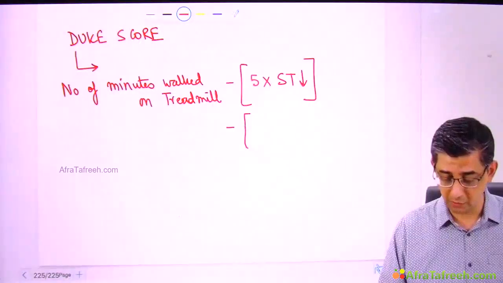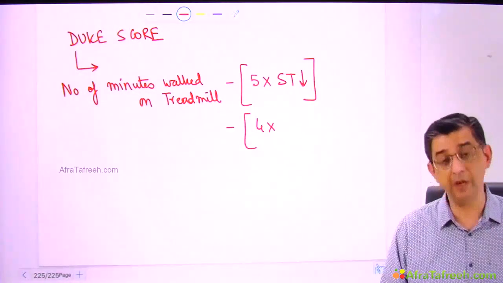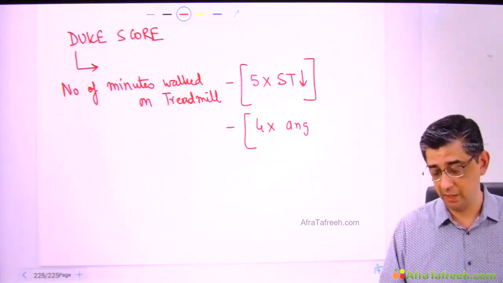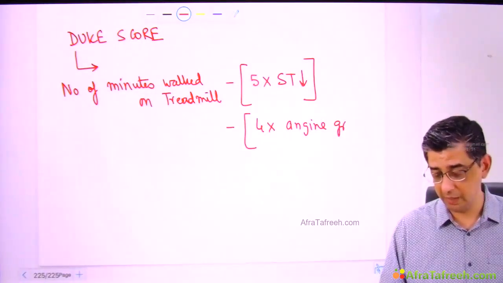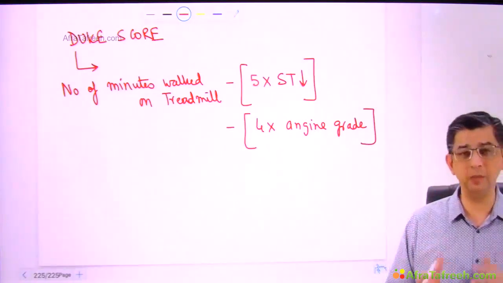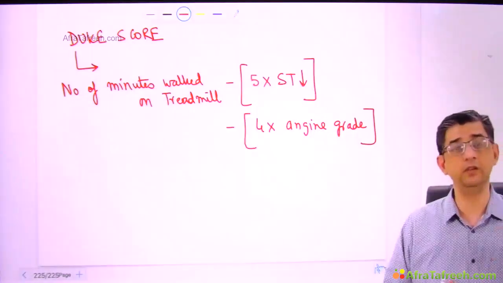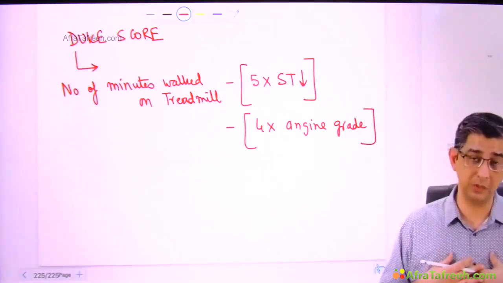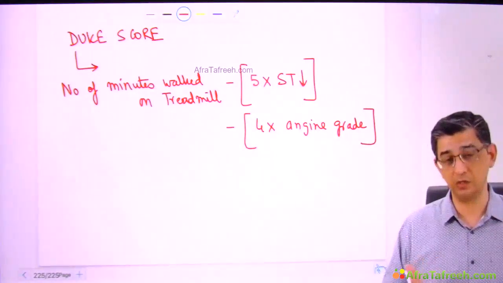From this, the software will further subtract 4 times the angina grade. Now, what I mean by angina grade can be limiting angina, or I would say non-limiting angina. What I mean by limiting angina is that he walks a few meters, he has chest pain. Going to the bathroom causes chest pain. Climbing one flight of stairs causes chest pain.